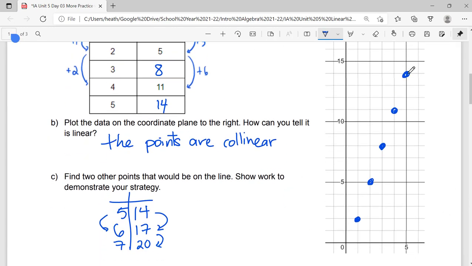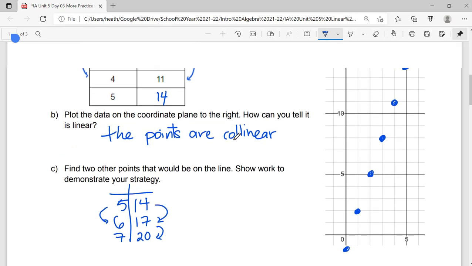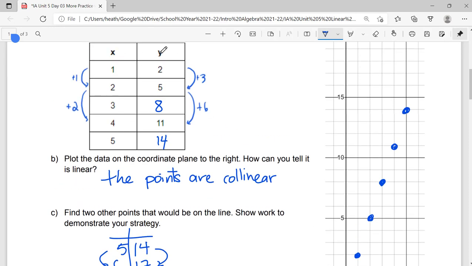And we can see on the graph that that would continue our pattern. We can tell this isn't proportional because if we went backwards, we'd have to go over 1 and down 3. And that would not go through 0, 0. So this wouldn't be proportional. But I could include that point on there as well, which is 0, negative 1. Right? If we took the table and went backwards, we would get to 0, negative 1.